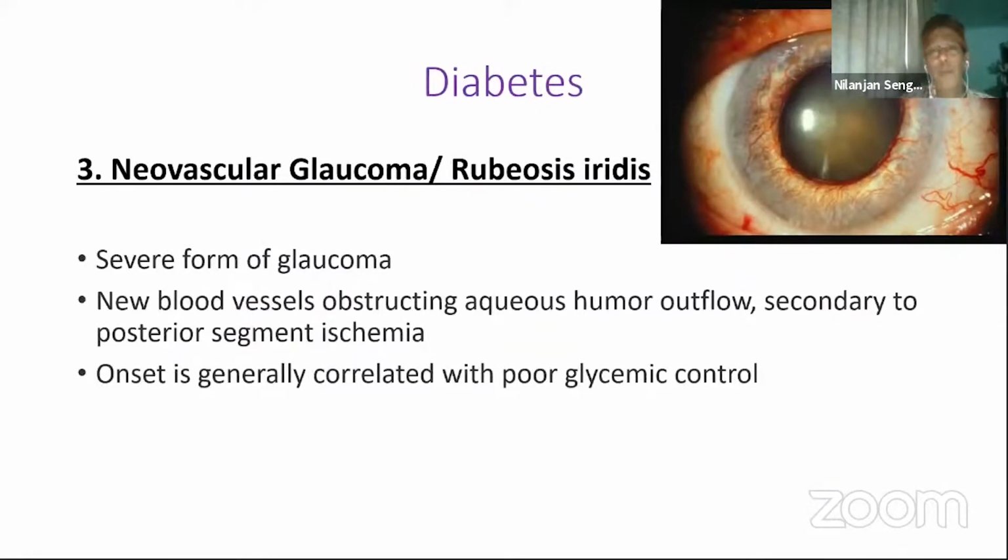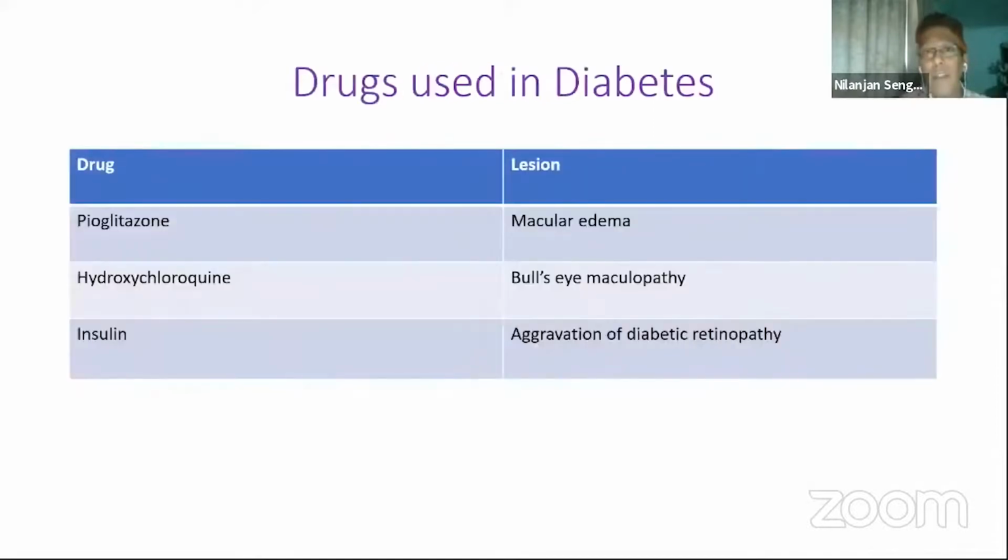Now, neovascular glaucoma or rubeosis iridis, that is neovascularization of the iris, invariably accompanies neovascularization of the retina in a very florid, severe case of diabetic retinopathy, and this can block the drainage of the angle and lead to a severe form of angle closure glaucoma, with new blood vessels obstructing the aqueous humor outflow, secondary to posterior segment ischemia. And the onset is generally correlated with poor glycemic control. And I think this is one of the severest and vision-threatening complications of diabetic retinopathy.